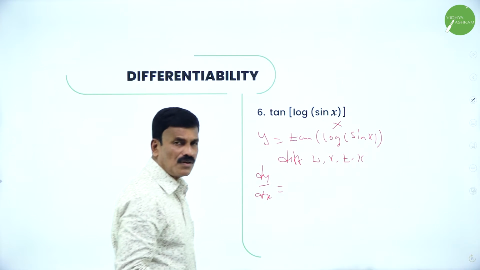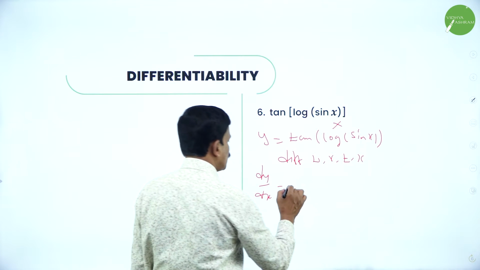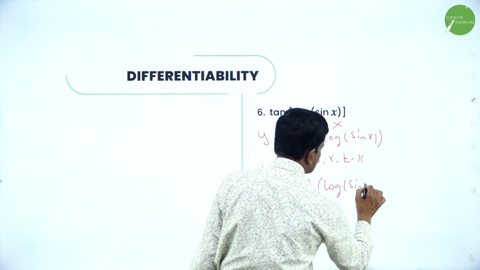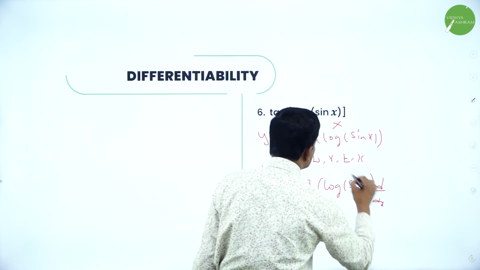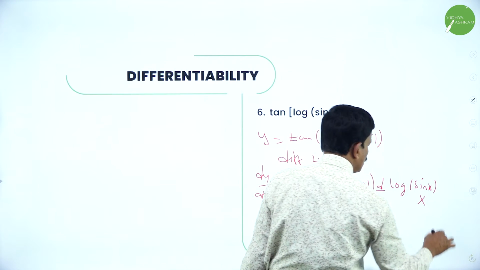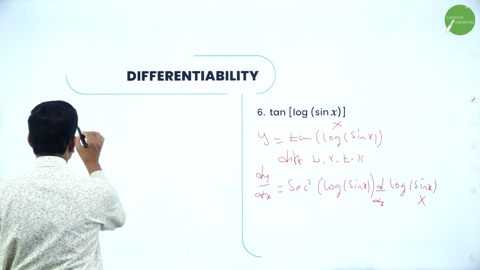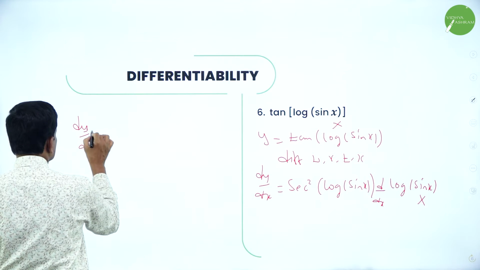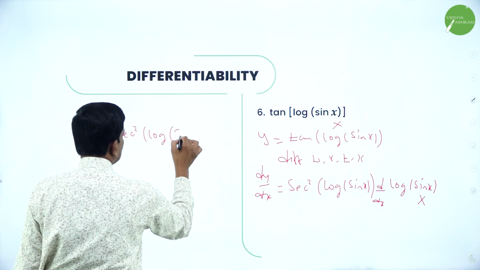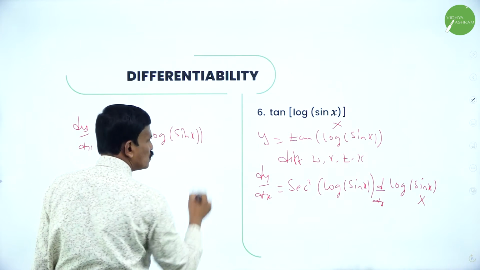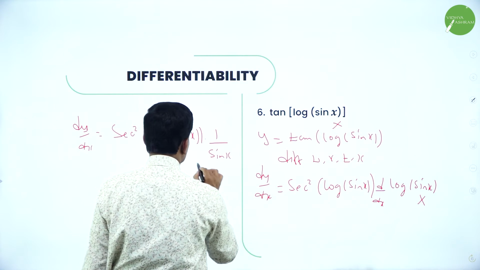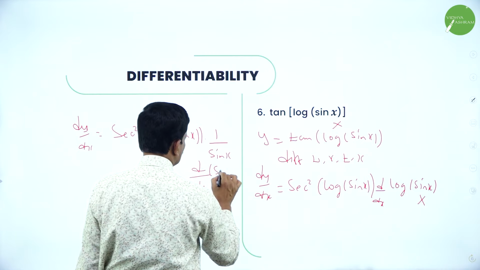Now what is differentiation of tan x? Derivative of tan x is secant square x. Secant square log of sin x into d by dx of inside function, which is log sin x. Again this is function of a function, call it as x. So this can be written as dy by dx is equal to secant square log of sin x into differentiation of log sin x, which is 1 over sin x into d by dx of sin x.